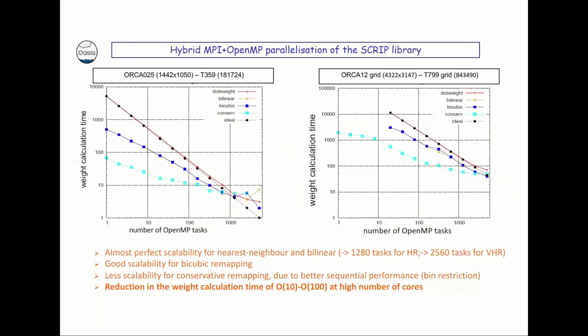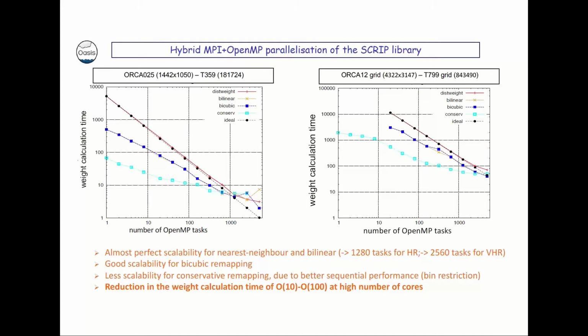Finally, what I want to describe in a little bit more detail is the parallelization of the SCRIP library. We perform a hybrid MPI OpenMP parallelization, and you have here two graphs which give you the time needed to calculate the remapping, the regridding weights, as a function of the number of OpenMP tasks. And you see that for the different algorithms, all algorithms scale pretty well.